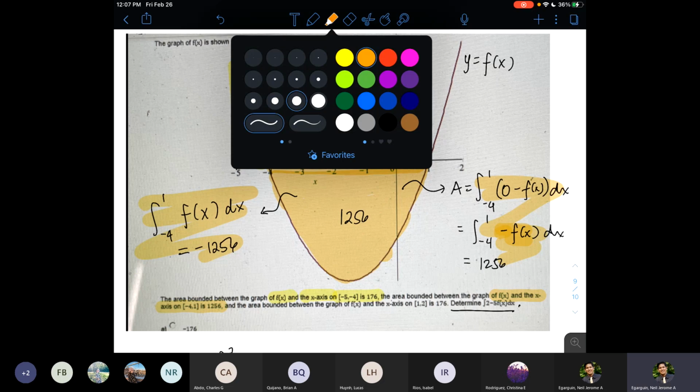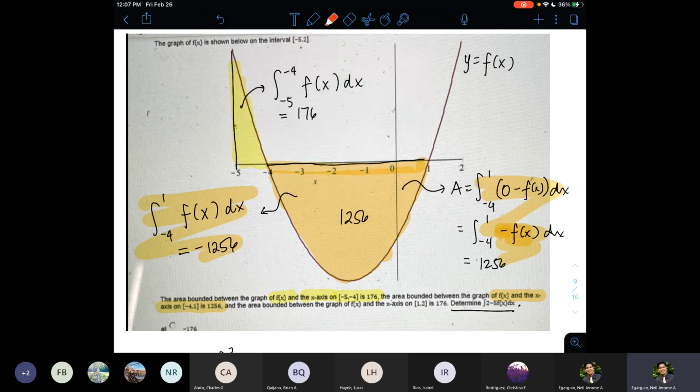And then the third info is that the area between f and the x-axis on 1, 2 is 176. So from 1 to 2, this is the area, and this is 176. Again, the region is entirely above the x-axis, so this is exactly the integral from 1 to 2 of f of x dx. All right.